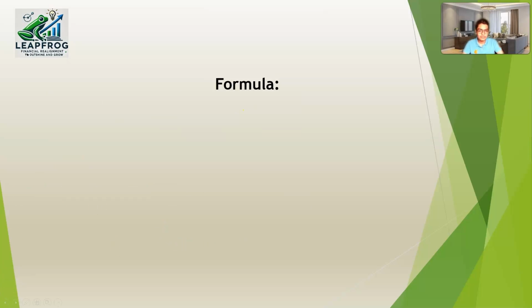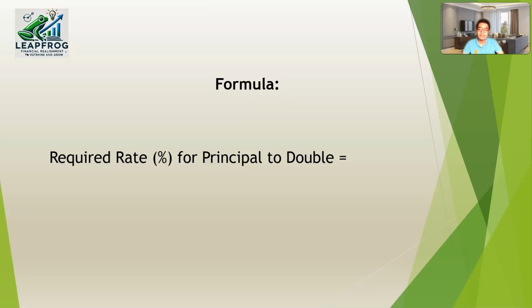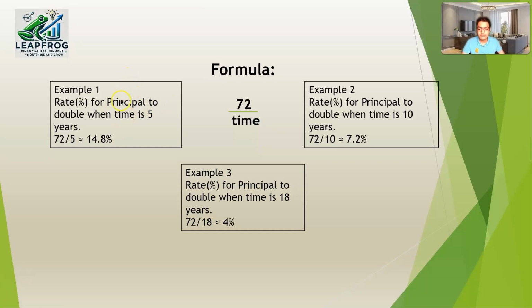The formula for rule of 72 can also be written as required rate percentage for principal to double equals 72 divided by time. Now let us consider certain examples where the time is given but the rate isn't. By the formula 72 by time, example 1 is 5 years. So 72 by 5, which is approximately 14.4%.